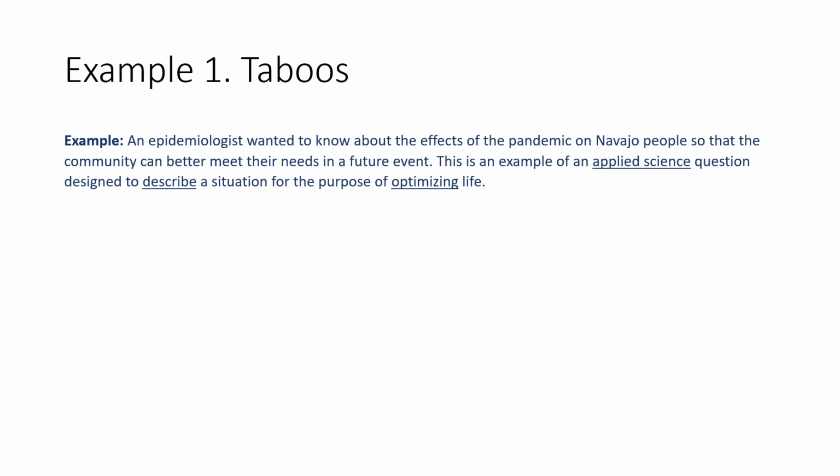Imagine that an epidemiologist, someone who studies large-scale health issues, wanted to know about the effects of the pandemic on Navajo people so that the community can better meet their needs if there's a future event. This is an example of an applied science question designed to describe a situation for the purpose of optimizing life. So she created a survey and conducted interviews with hundreds of Navajo people of all ages.